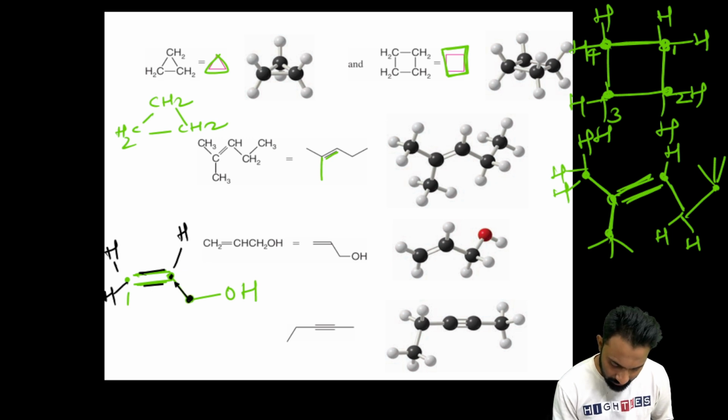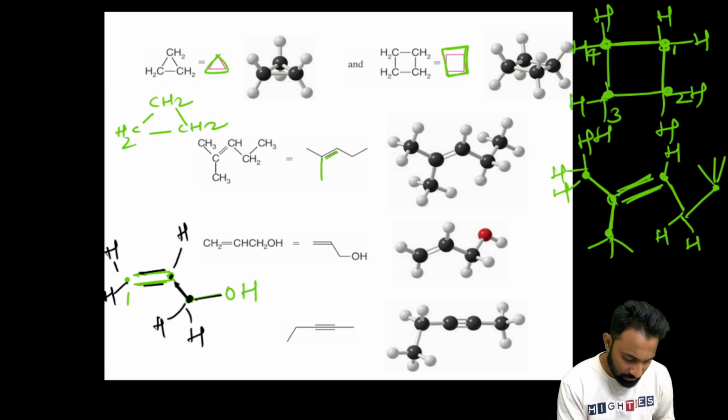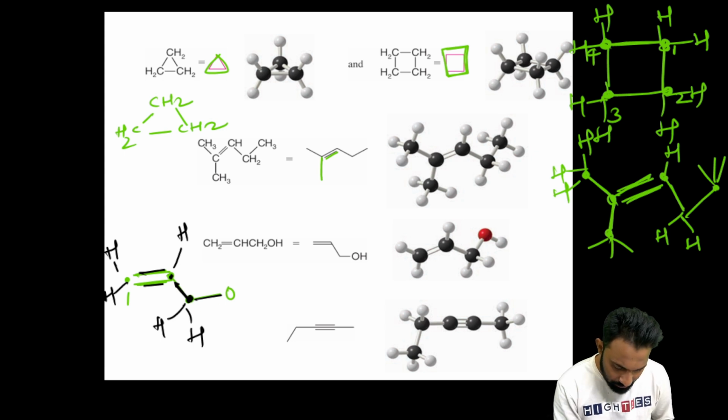Next, this carbon. Here 1 bond, 2 bond. Now for the valency 2 bonds are left, then the remaining will be the hydrogens. Now oxygen. Oxygen will form how many bonds? 2 bonds. Here 1 sigma bond has been formed and another sigma bond has been formed.